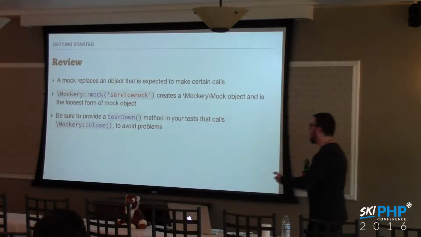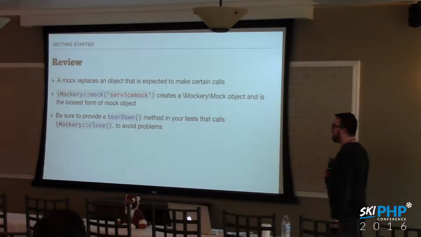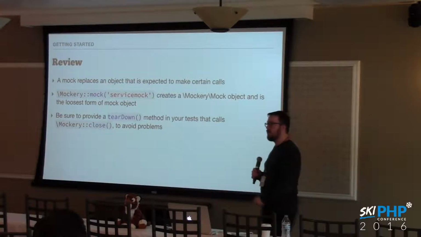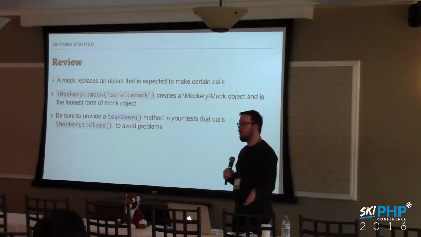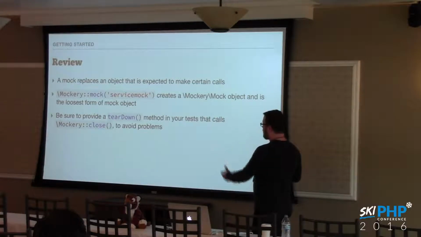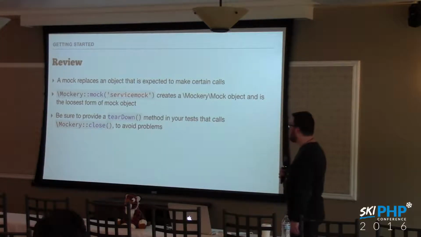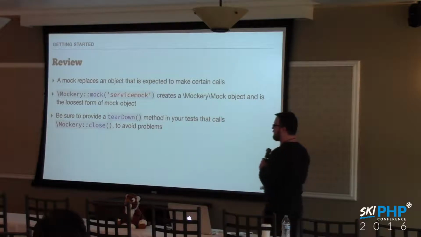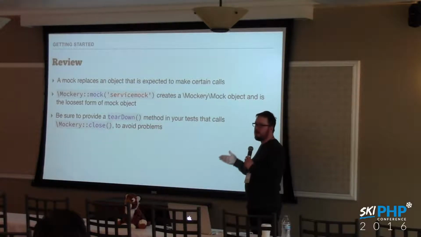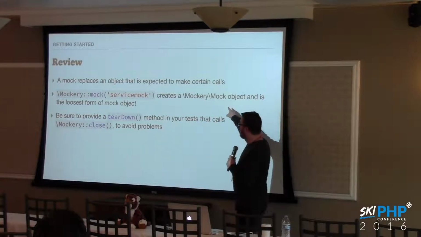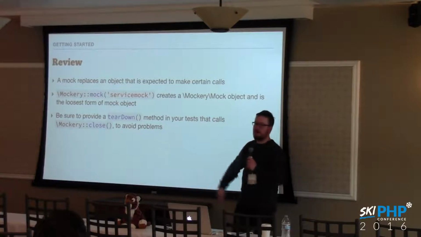So, some review real quick on the basics here. A mock replaces an object that is expected to make certain calls, and we set those expectations on the mock object. Service mock creates a Mockery mock object and is the loosest form of mock object. I mentioned this is just a named mock object. That's not a class name, that's just a string we gave it to name it. The object it returns is of this type, Mockery mock.